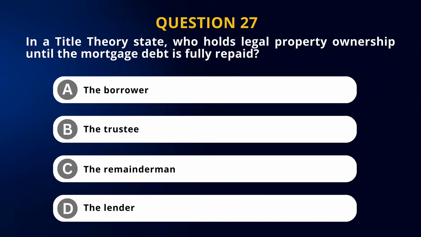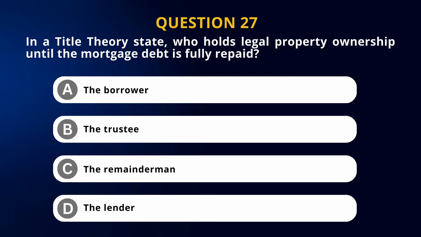Question number 27. In a title theory state, who holds legal property ownership until the mortgage debt is fully repaid? Letter A, the borrower. Letter B, the trustee. Letter C, the remainderman. Letter D, the lender.